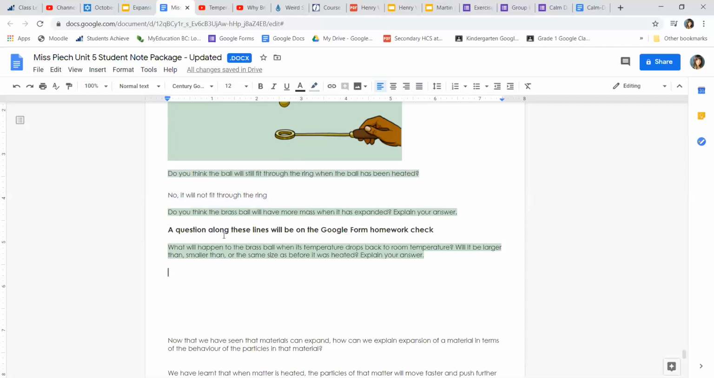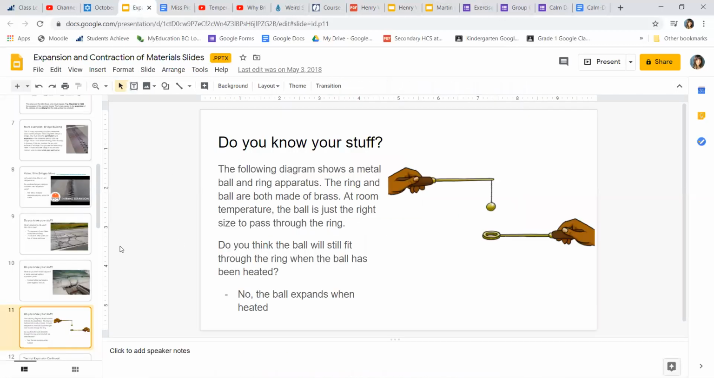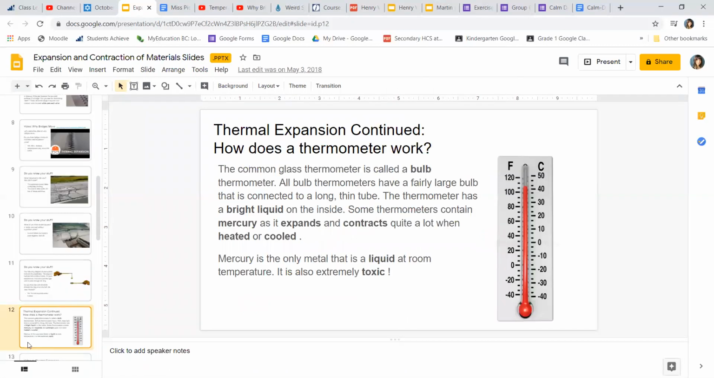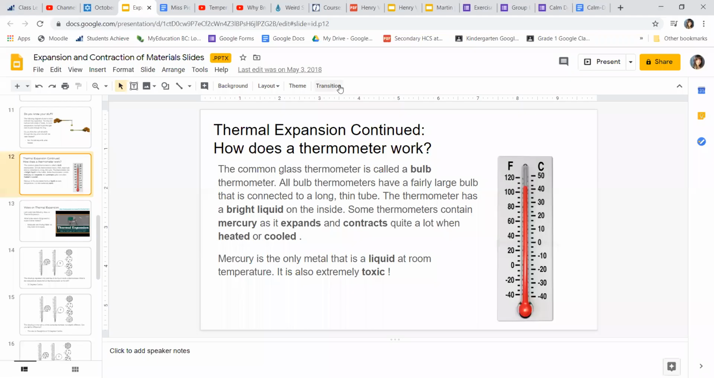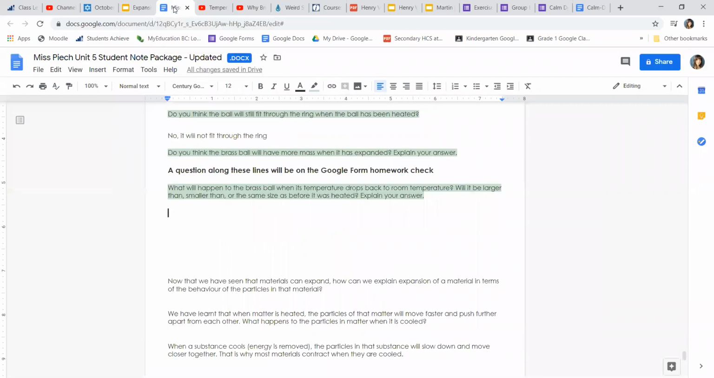But can you tell me, is it going to have more mass when it expands? If a material has expanded, what do you think? Is it going to have more mass? We're just going to take a quick look over here. Looking at the slideshow, it says that no, the ball expands when it's heated and it's not going to fit through the ring. And then, one moment here. I'm actually going to go back to the Google Doc. I realized I got a little ahead of myself.